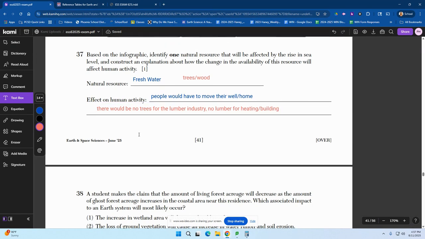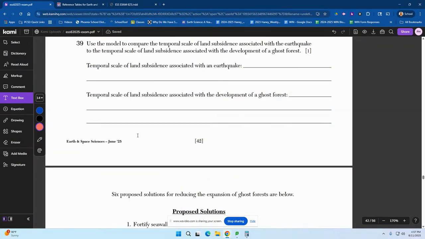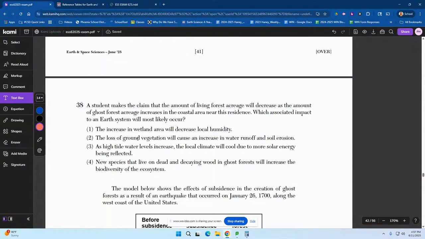Okay, 39, 38. A student makes the claim that the amount of living forest acreage will decrease as the amount of ghost forest acreage increases in the coastal area near this residence. Which associated impact to an earth system will most likely occur? So if I have less living forest, I now have more ghost forest, and that would be true, right? So as my living forest dies, my ghost forest amount increases. It wants to know what would happen because of that.